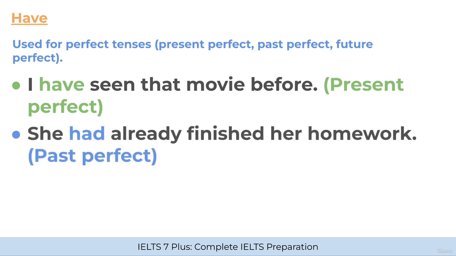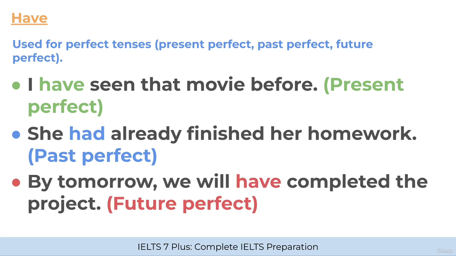She had already finished her homework. That's past perfect. By tomorrow, we will have completed the project, and that is future perfect. Okay, so you can see the tenses in action here. Like I say, we will touch upon this a lot more in future lessons. So if you're wanting to brush up on the tenses, then those are the lessons for you. But here we're just focusing on that auxiliary verb have.